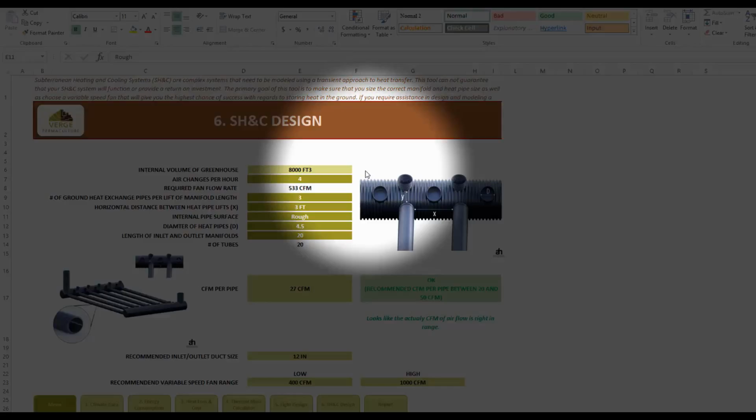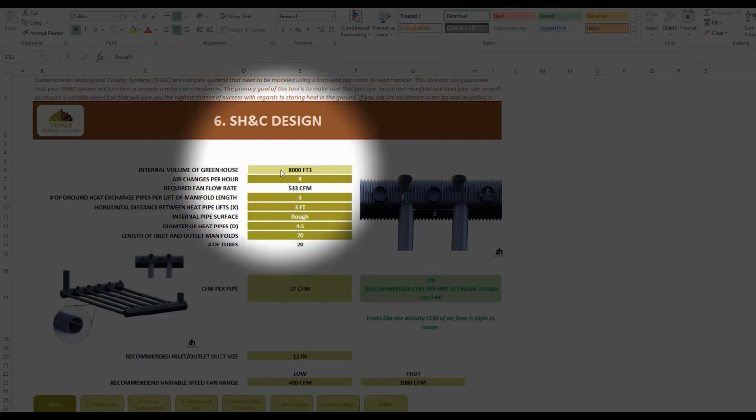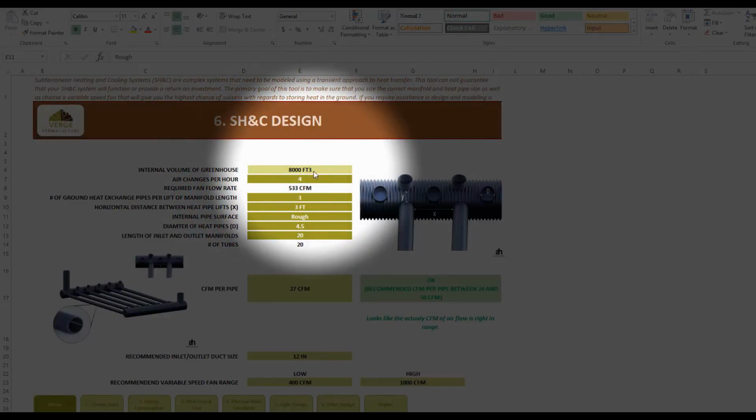Now that you're at the tool, you'll notice that the first cell has been pre-filled out for us, and it is the volume of the greenhouse. The reason we have a volume up here is because we're going to be designing this subterranean heating and cooling system to manage a certain number of air changes per hour.